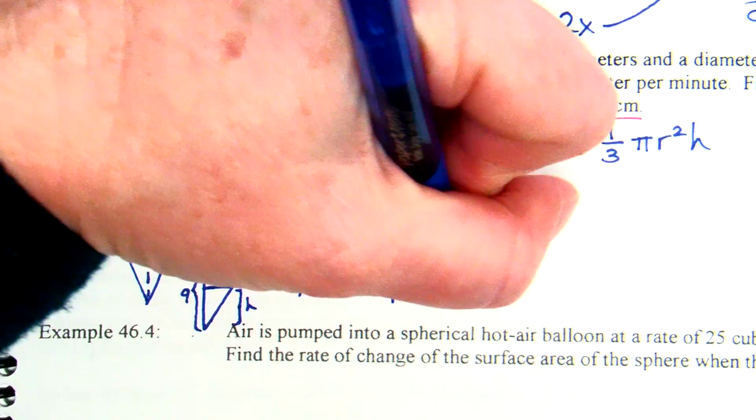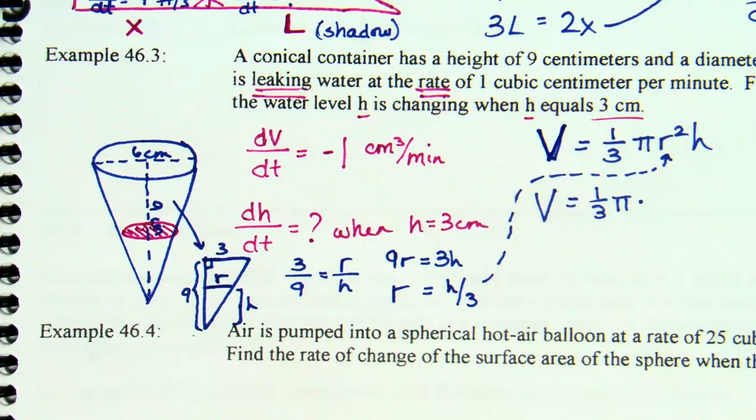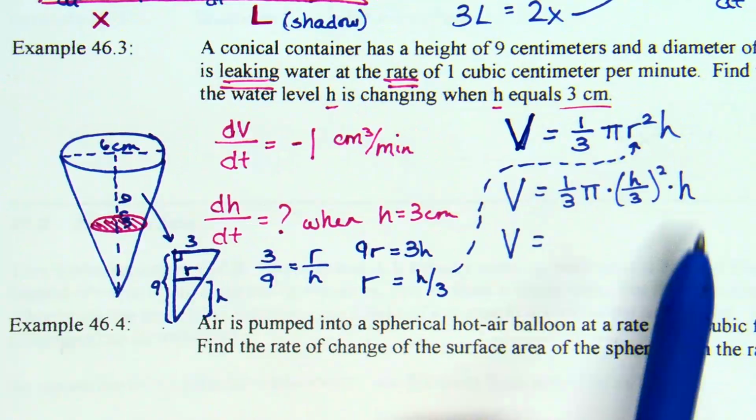So now what I can do with this, and again, as I said, I kind of goofed up my order here, is I can go and replace that for R. So V equals 1/3 pi. What am I inputting in place of R? H over 3, quantity squared, times H. Clean this up. First of all, it's going to be H to what power when I put that all together? 3rd, because there's H squared here times H here.